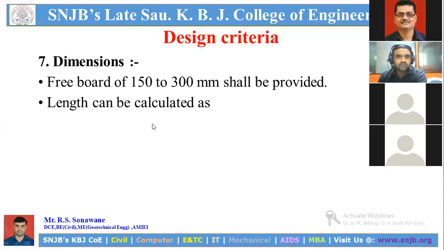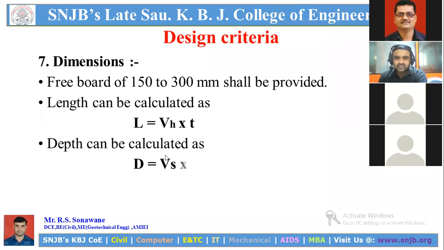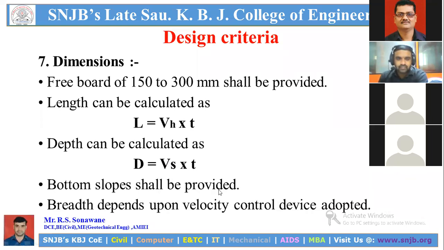Length can be calculated by this formula: L is equal to Vh, the horizontal velocity, into time. Depth can be calculated as D equal to settling velocity into time, and a bottom slope shall be provided. Width depends upon the velocity control device adopted. Whichever type of velocity control device is adopted in that particular grit chamber, the width is considered accordingly. Length and depth can be calculated through these formulas. This is about the dimensions.